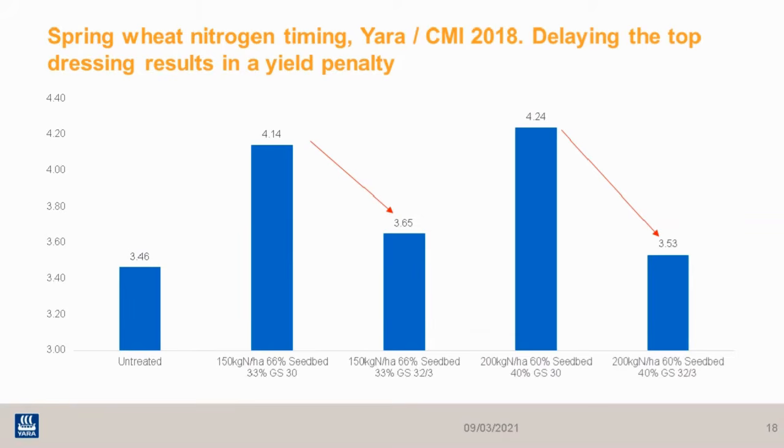And the second point I wanted to make was the splitting itself of the nitrogen. So rather than applying it all in the seed bed, we always get a yield benefit from splitting it. And the ratio could be 50-50, 60-40, 70-30. It doesn't really matter. The main point is that the split is what's giving you that yield benefit.